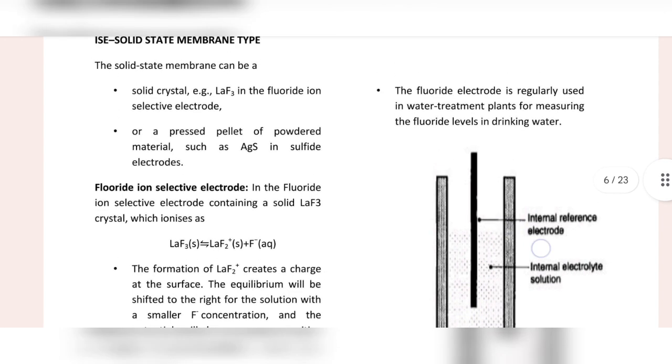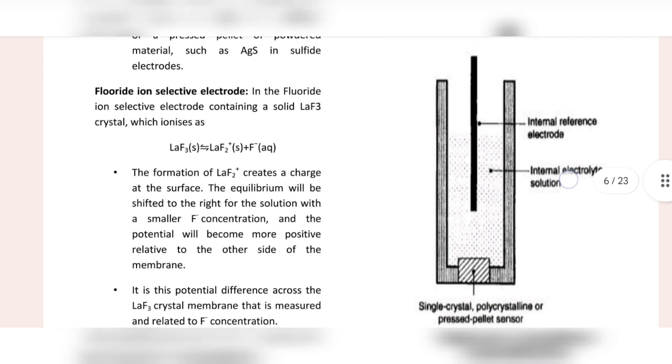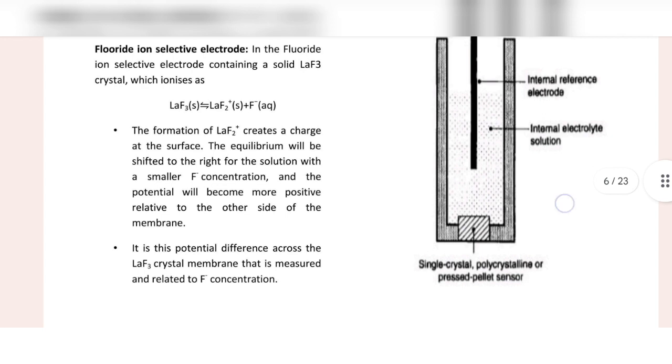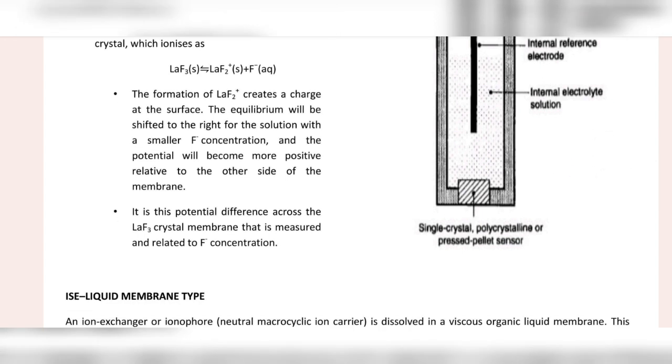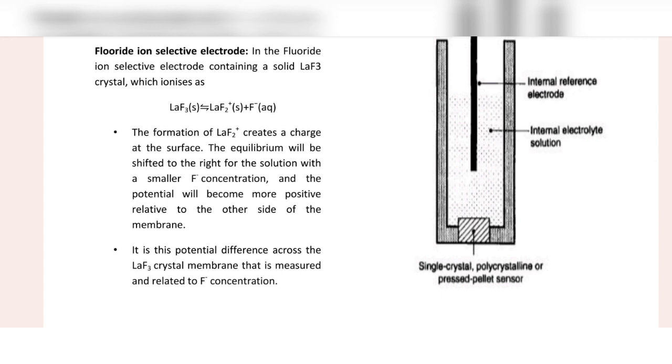A typical fluoride ion electrode is shown here, which consists of a single crystal, polycrystalline or pressed pellet membrane at the bottom side, and usually an internal reference electrode and internal electrolyte solution also. Okay, this is your single crystal, polycrystalline or pressed pellet sensor.